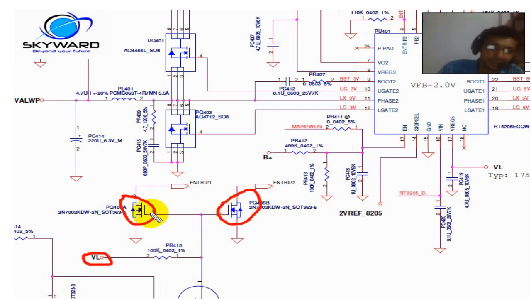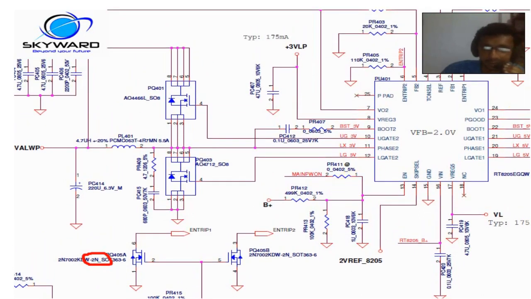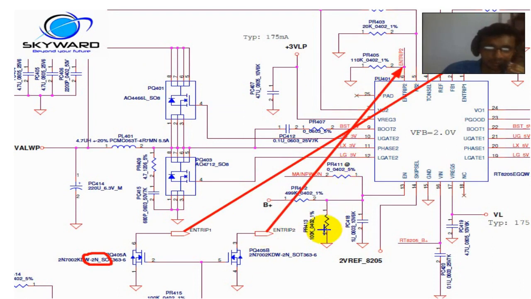Here you can see it like two MOSFETs, but actually this is not different ones, right? You can see it here, PQ405A and PQ405B, means this is a dual MOSFET, 6-leg dual MOSFET, but in the schematic diagram it is divided into A and B, right? So after getting this gate voltage, entry 1 and entry 2 release, which you can see this entry goes to there and this entry goes to there, right?